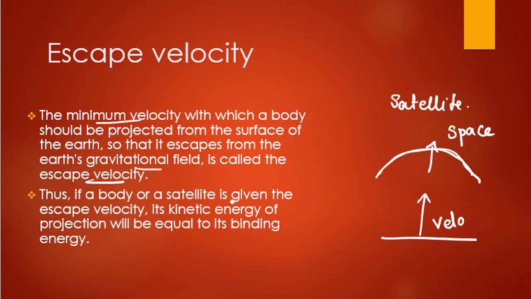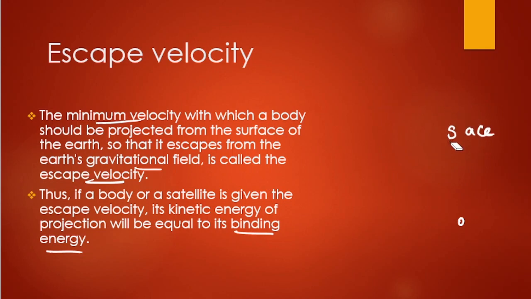If the body or a satellite is given the escape velocity, its kinetic energy of projection will be equal to the binding energy. So it moves with a certain minimum velocity so that it can escape from the gravitational field and move out of the Earth's surface. That velocity is called escape velocity. So here the kinetic energy is equal to the binding energy.